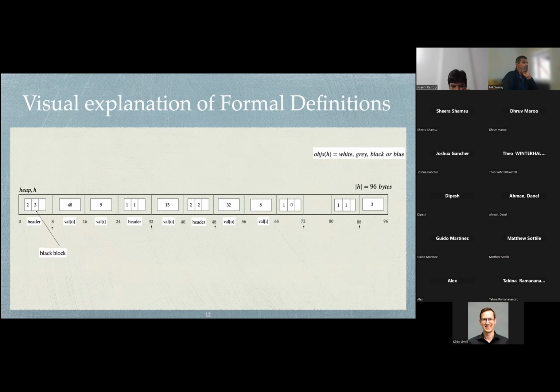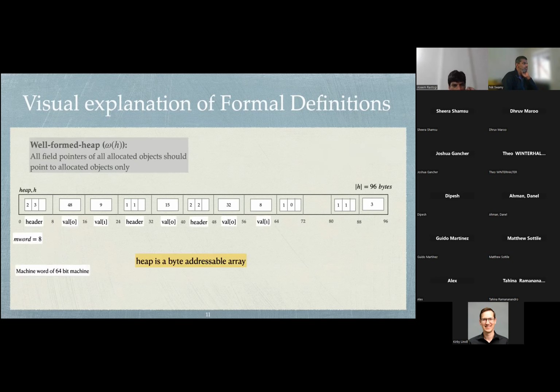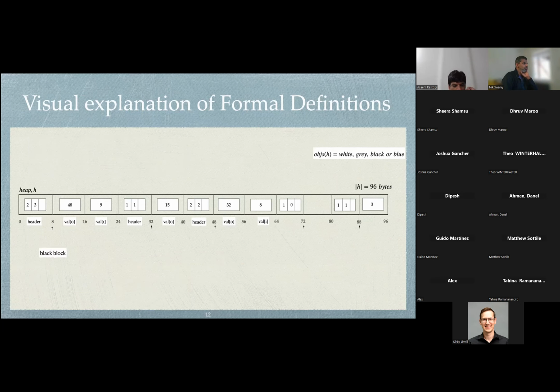So, as I said, this field is the color, this field is the number of fields, the row size, and this is the tag field. A value of 3 represents a black block. A value of 1 represents a white block. A value of 2 represents a gray block. A blue block is represented by 0.